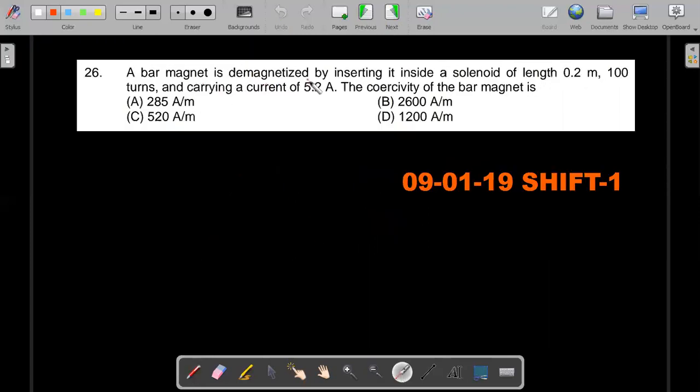A bar magnet is demagnetized by inserting it inside a solenoid of length 0.2 meter, 100 turns, and carrying a current of 5.2 ampere. The coercivity of the bar magnet is... Retentivity, coercivity, one of the videos in the first three, I guess. So please do go through those videos. Okay, right. So let's move forward.